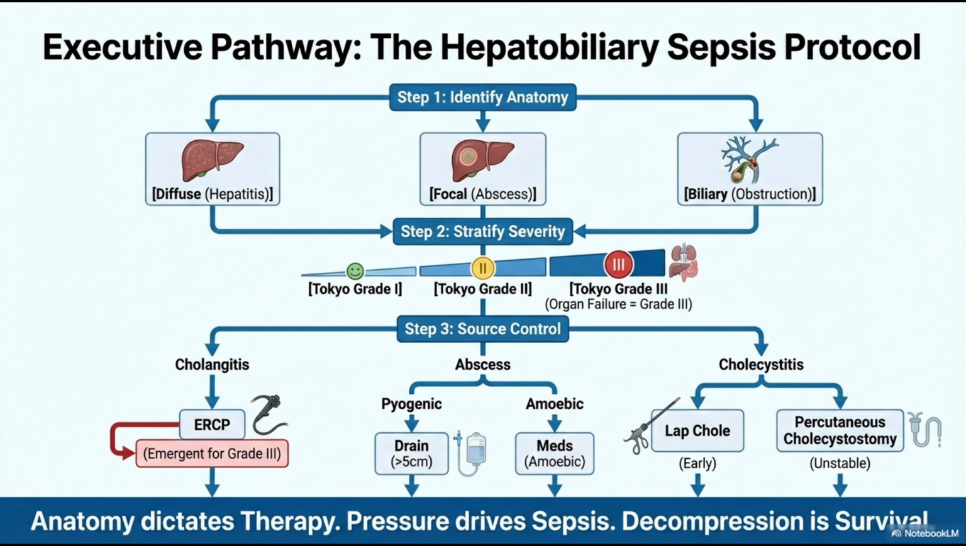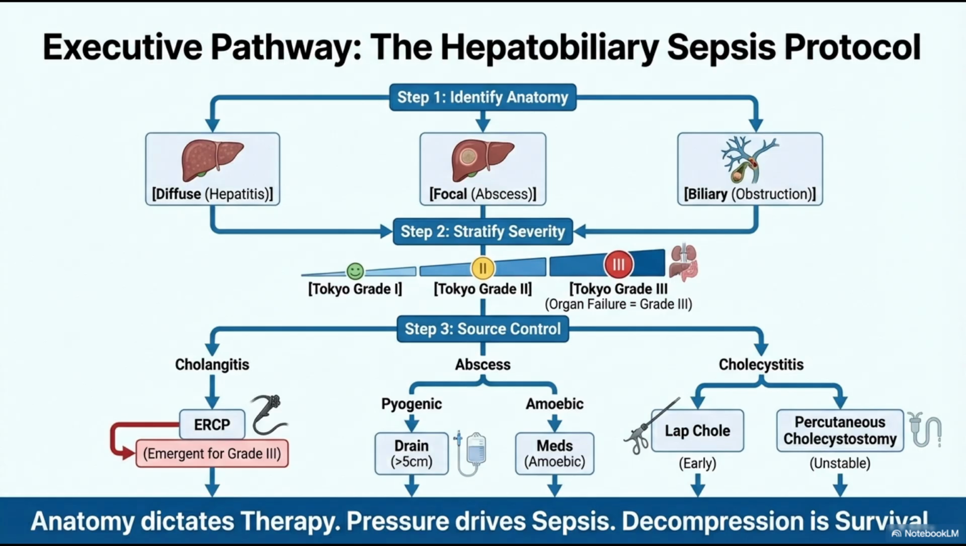And remember the great divide for abscesses. Do not drain amoebic abscesses unless you are forced to. Do drain pyogenic abscesses if they are of a significant size. And the Tokyo criteria. Grade 3 means organ dysfunction. Grade 3 means move fast. It is a time-sensitive emergency.